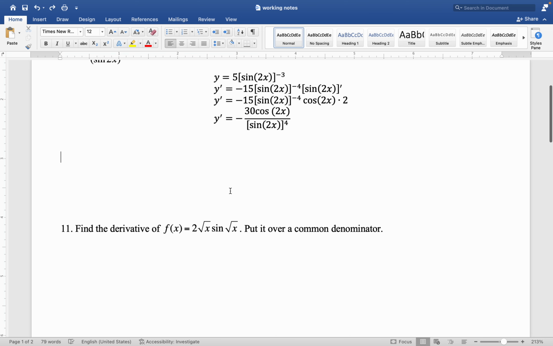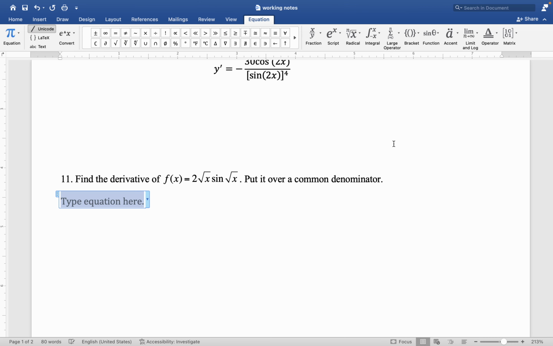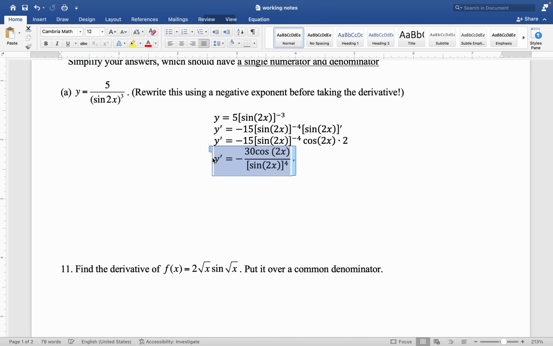So let's move on to number 11. This is a pretty tough problem. Find the derivative. Fine, we'll find the derivative. What I would say is that, let me just copy this function briefly here. So we've got, okay, hold on. The equation editor is being a little weird here.